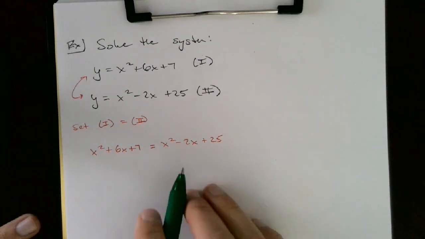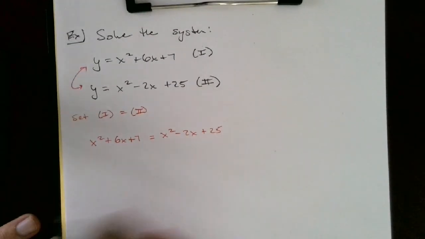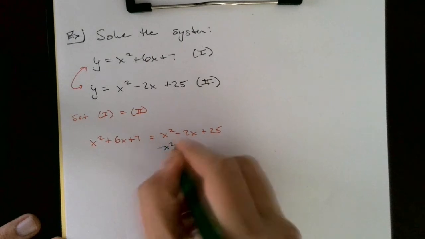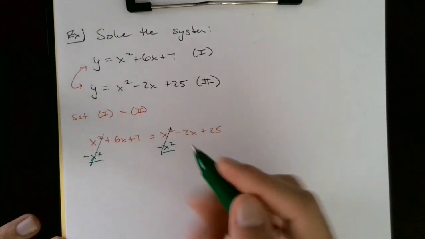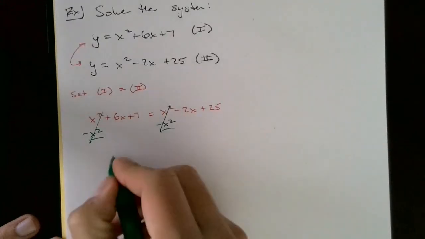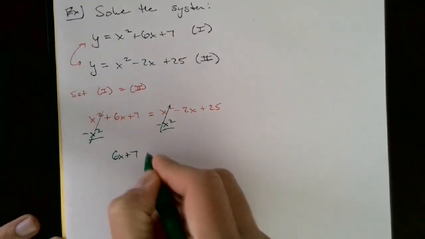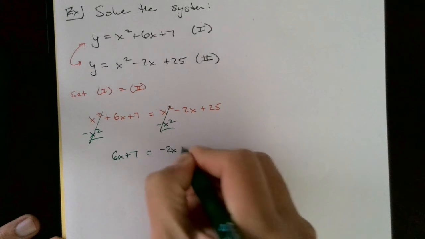And then you want to solve this. Typically for a quadratic, you want to get everything on one side and 0 on the other. If I subtract x squared from both sides, I actually end up canceling the x squareds, which can happen. So I end up with 6x plus 7 equals negative 2x plus 25.